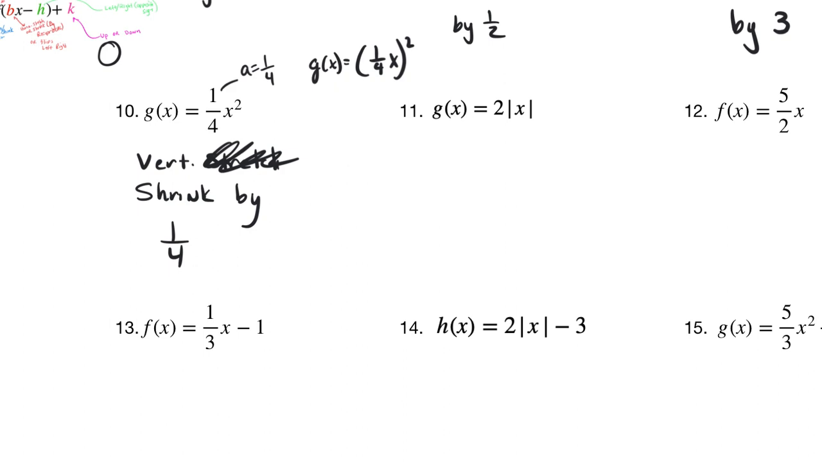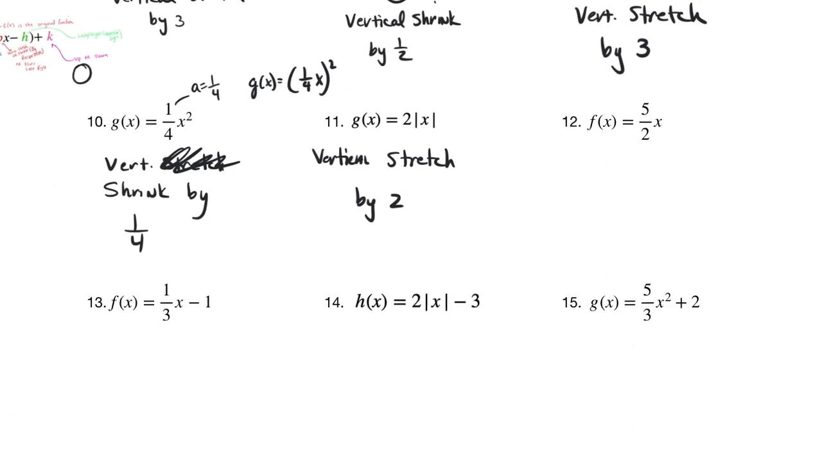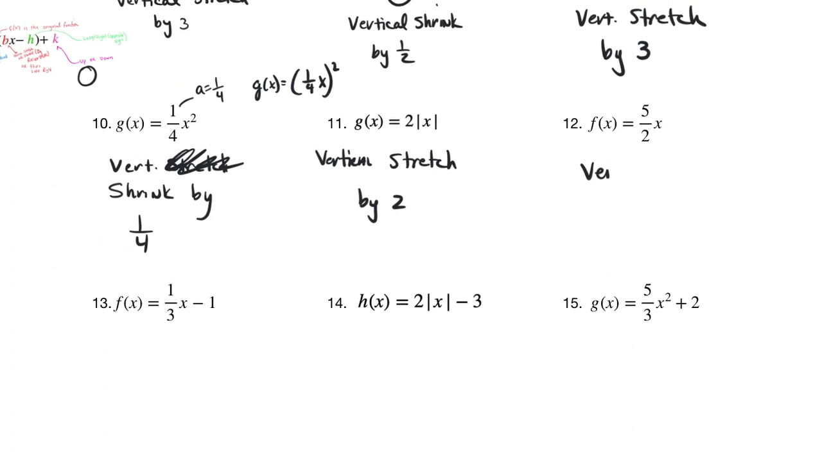This is an absolute value function in number 11. It's got a 2 out front, so it's a vertical stretch. You would have to write the whole thing down here. Okay, I'm abbreviating, but you write the word vertical stretch by 2, and then there's 5/2 out there. 5/2 is bigger than 1, so this is also a vertical, and it's a stretch, and it's by 5/2.